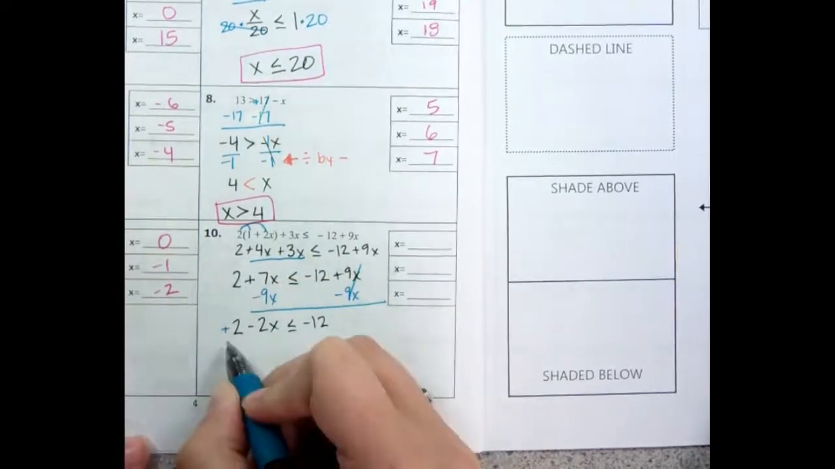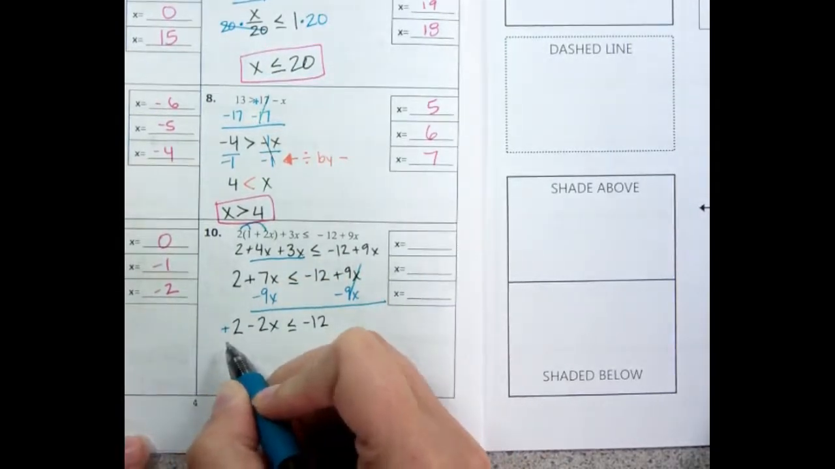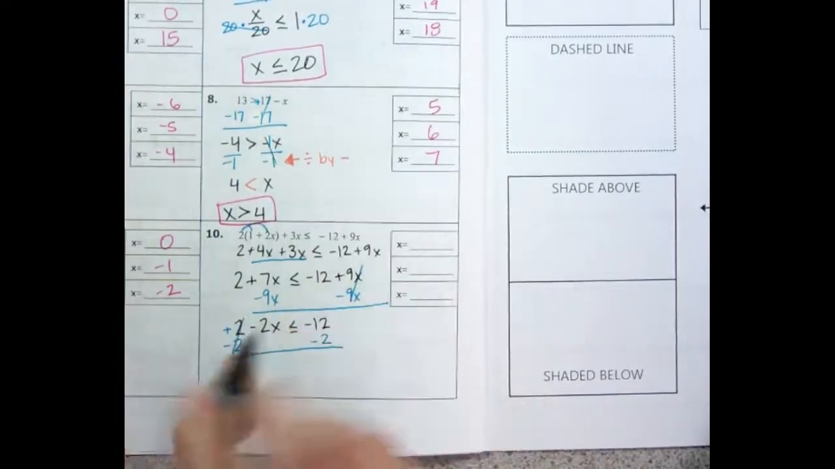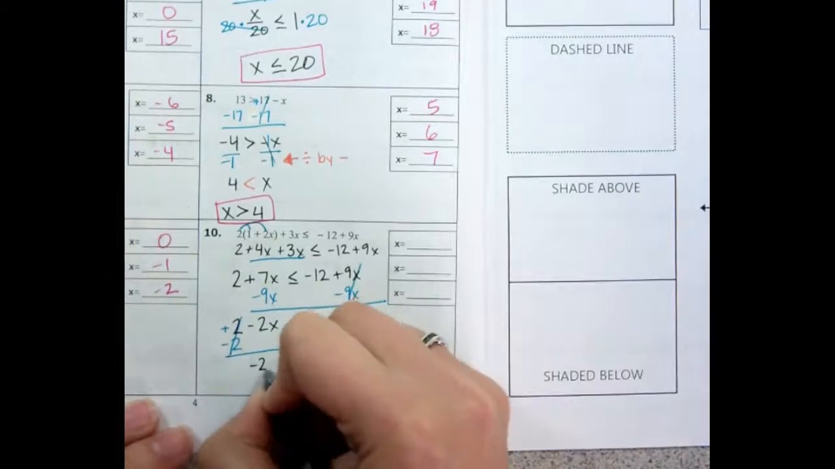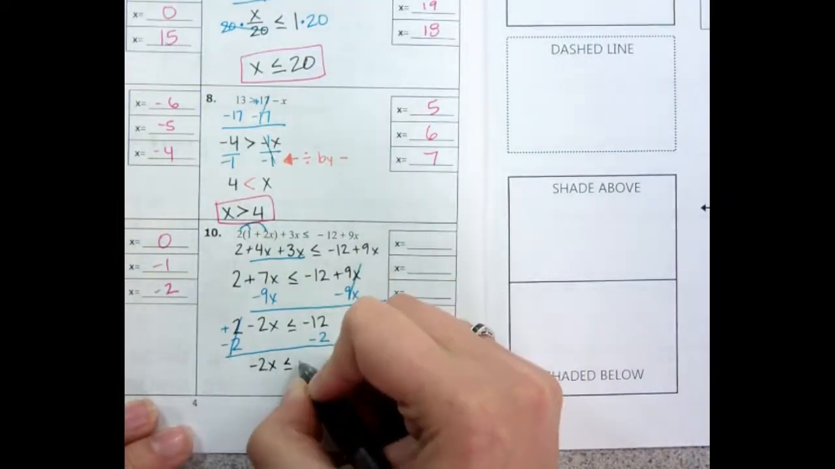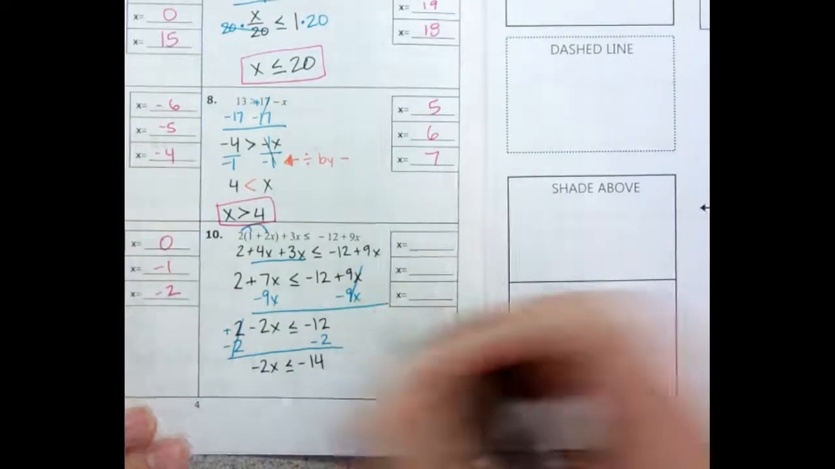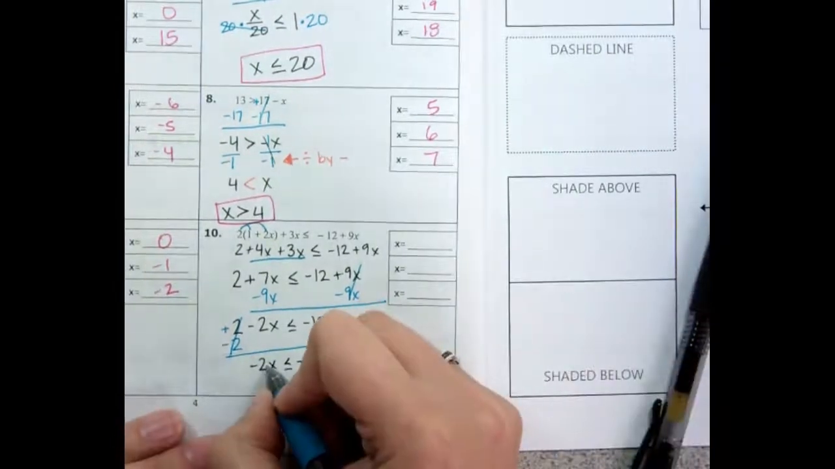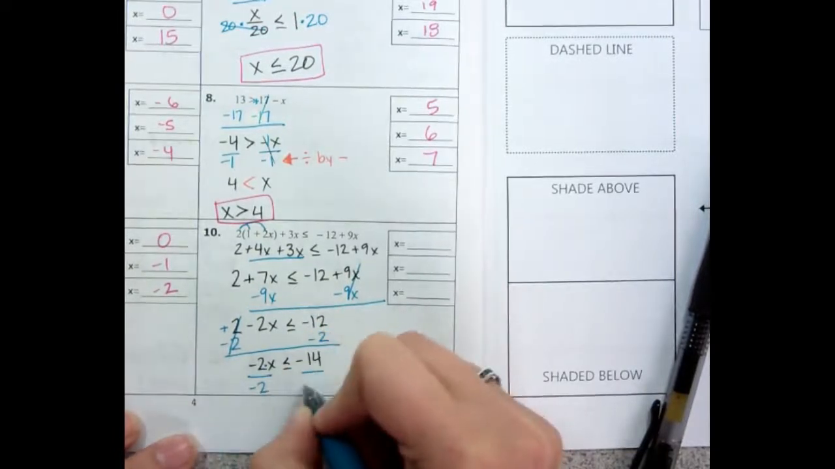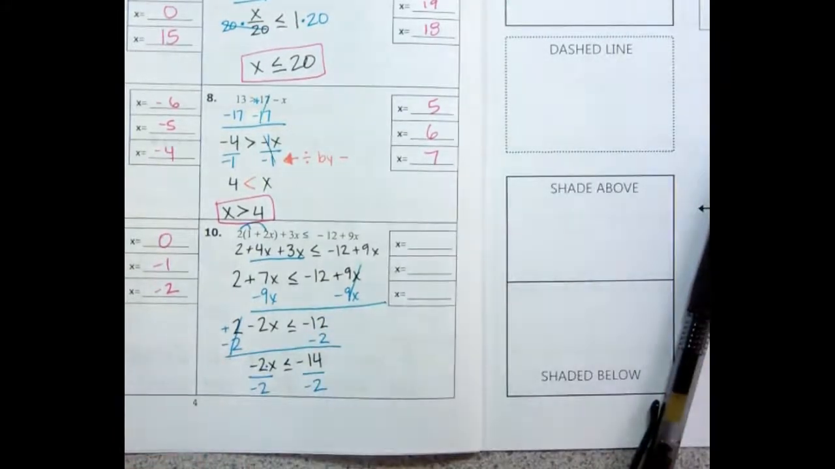This 2 right here is positive, so the way that I get rid of it is to subtract 2 from both sides. Negative 2x is less than or equal to negative 12 minus 2, negative 14. That negative 2 is being multiplied, so the way that I get rid of it is to divide by negative 2.